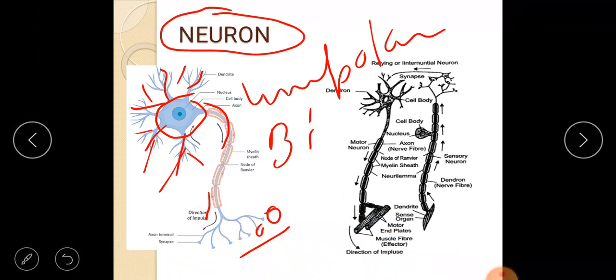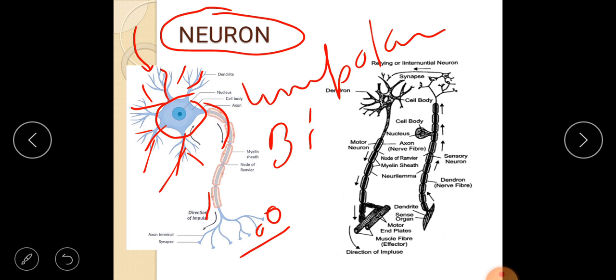Now, how does the message travel along the neuron? Remember that the message is always conducted from the dendrites. These dendrites receive the signals, and from there it goes to the cyton. From the cyton it goes to the axon, and through that it goes to the nerve endings.